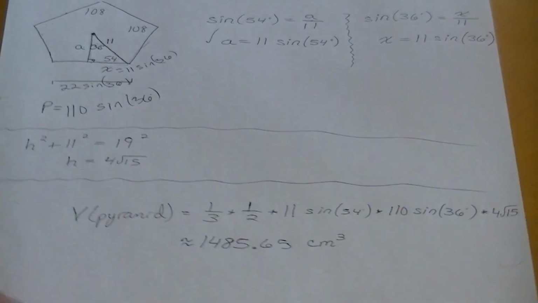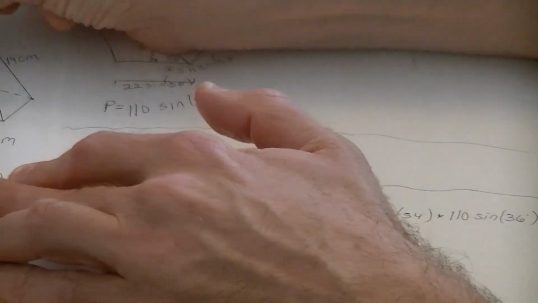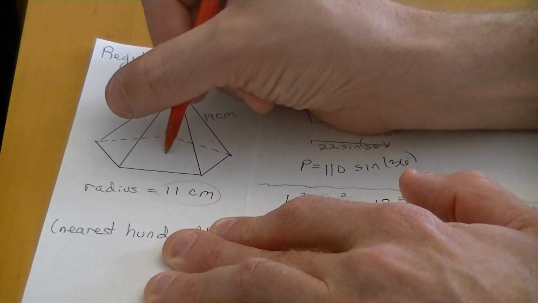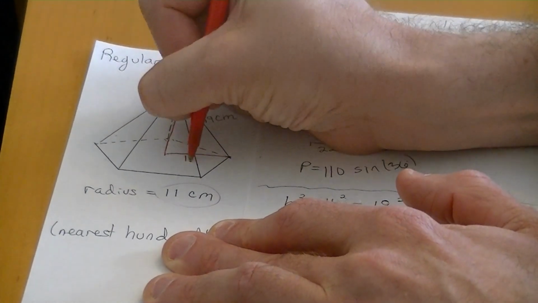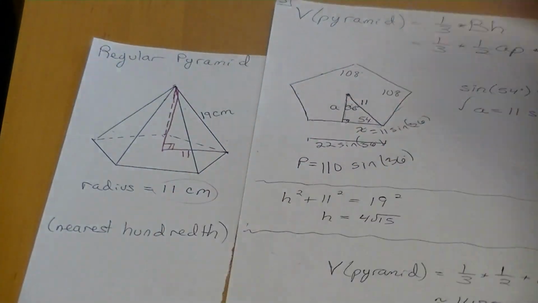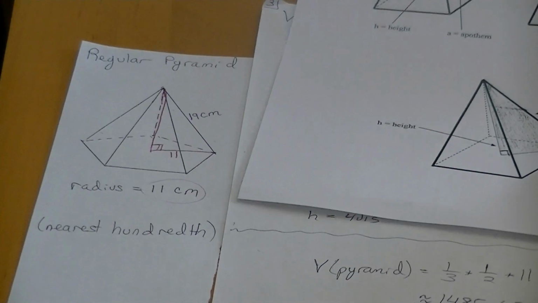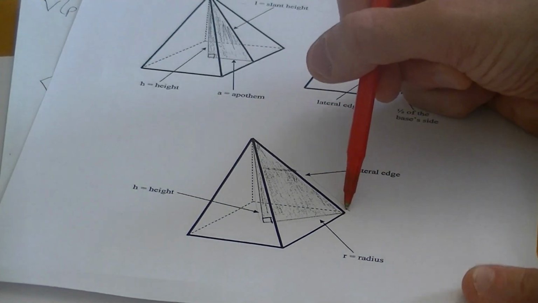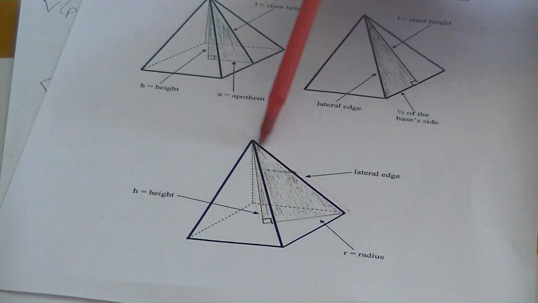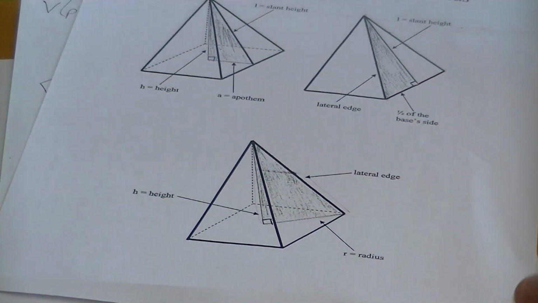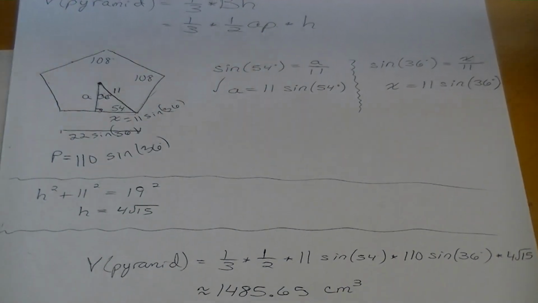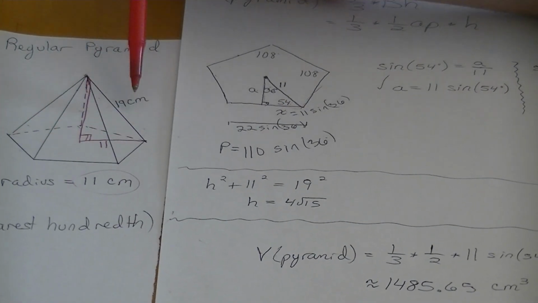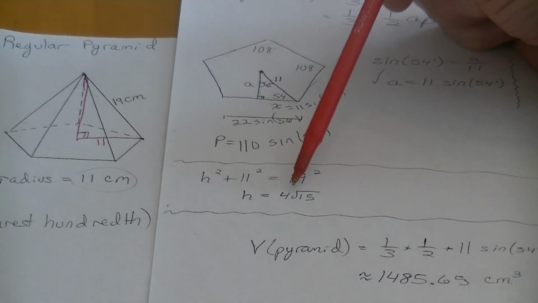Let's go back to the original picture here. Here's the height of the pyramid that we need. And the number we were given of 11 is the radius. So I'm going to draw a radius of 11. So here I'm using this right triangle, the one formed by a radius, a height, and a lateral edge, because I knew 2 out of these 3 numbers. So the Pythagorean theorem is going to get me the third one. So over here I did height squared plus 11 squared equals 19 squared. And my height came out to be 4 root 15.